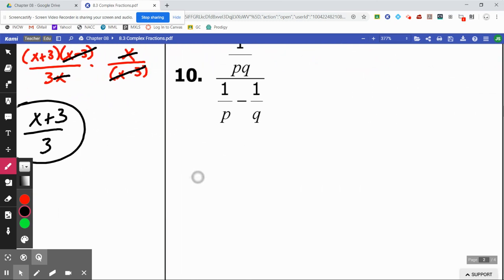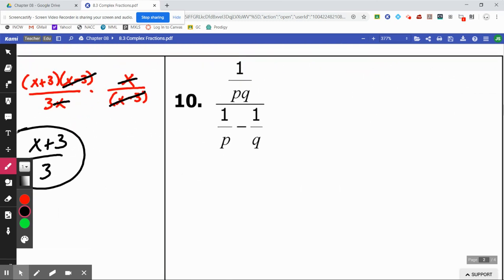Okay, number 10. On bottom again, you need a common denominator. Pretty easy. You have a PQ. So I'm going to need a Q here, so multiply top and bottom by Q. I need a P here, so multiply top and bottom by P.